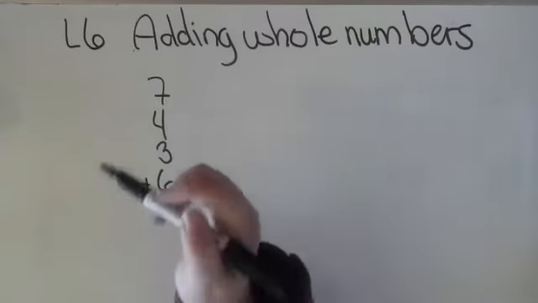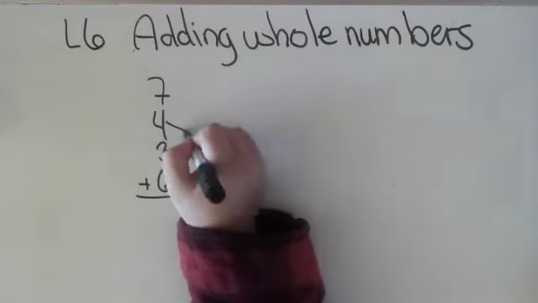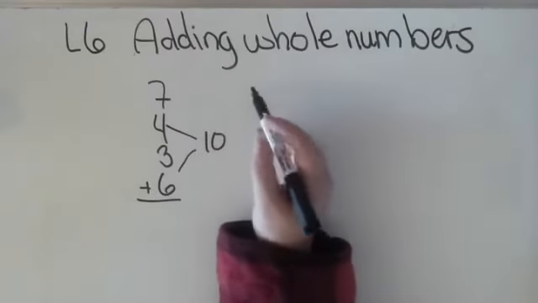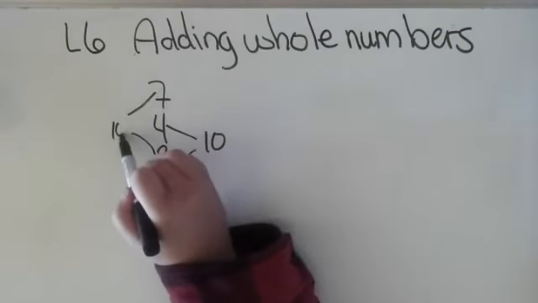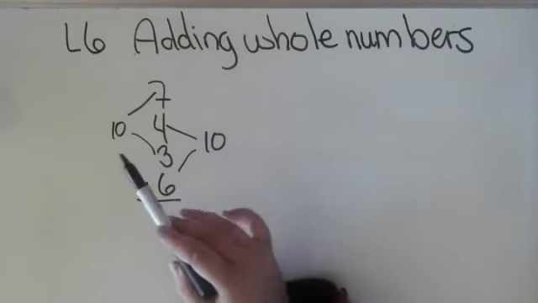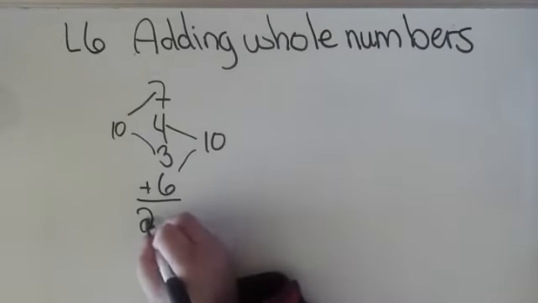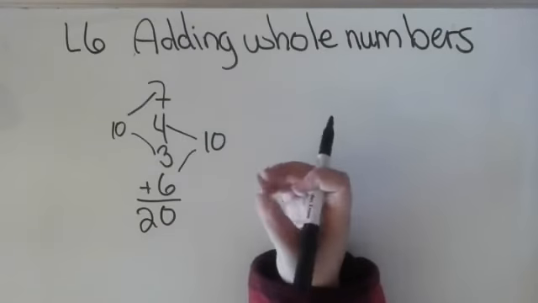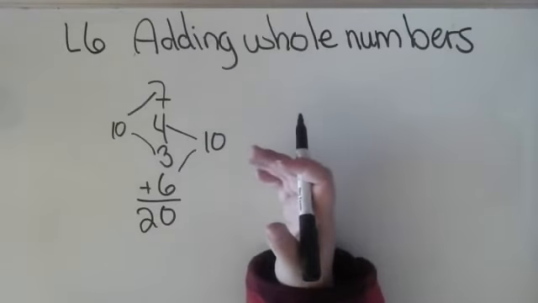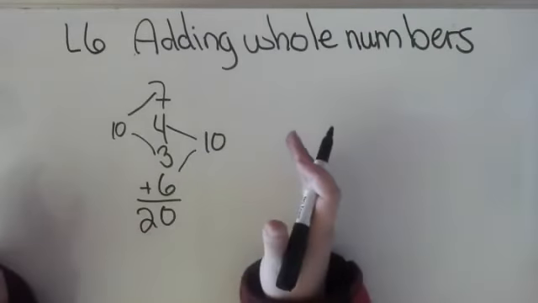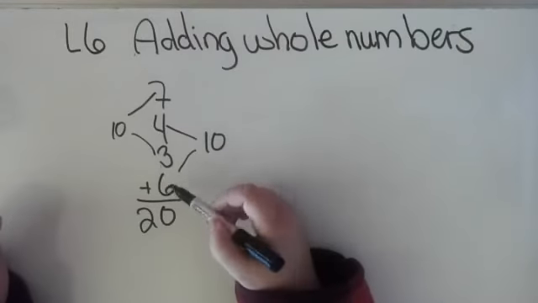So I can group and say, okay, well, I know that 4 and 6 make 10, and that 7 and 3 make 10, which means all I'm now doing is adding 10 and 10, which gives me 20. This is a grouping and adding method, okay? This is knowing your addition facts. I know right away that 4 and 6 is 10.